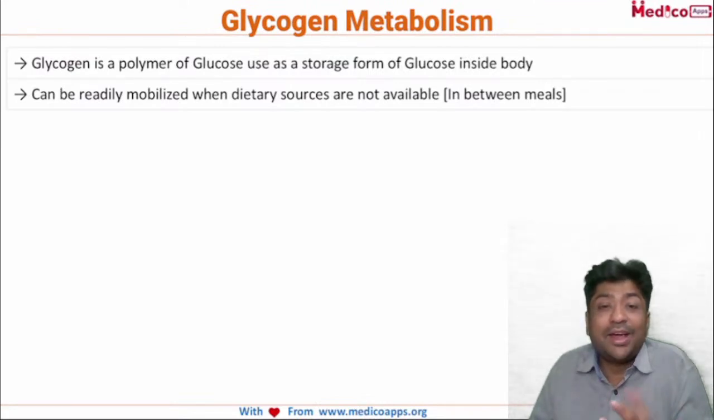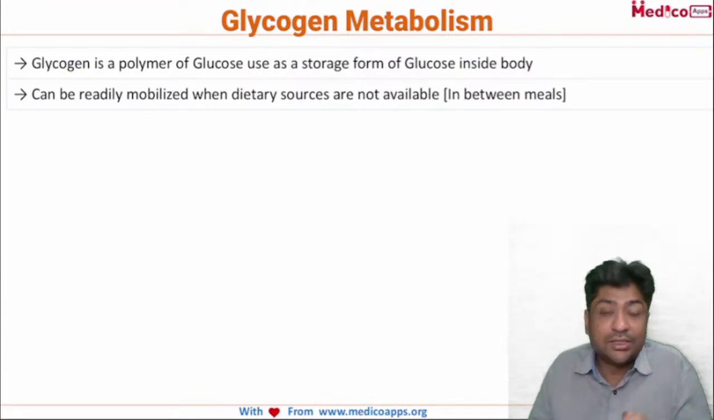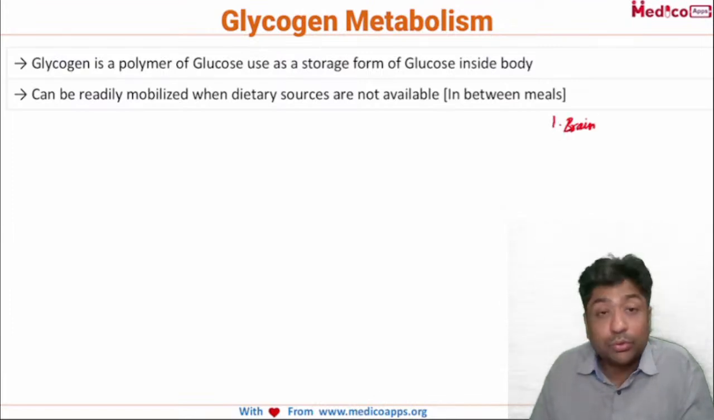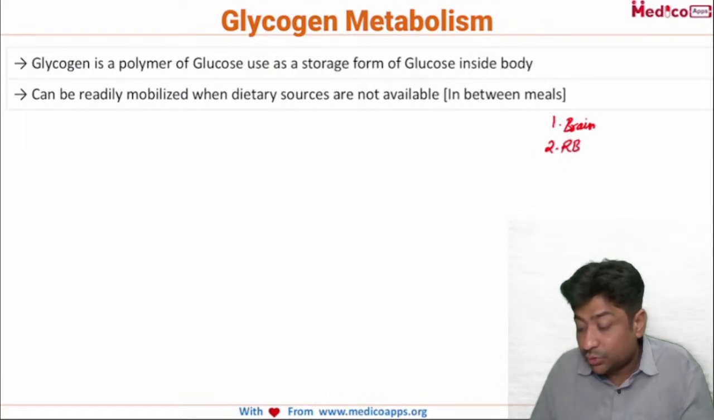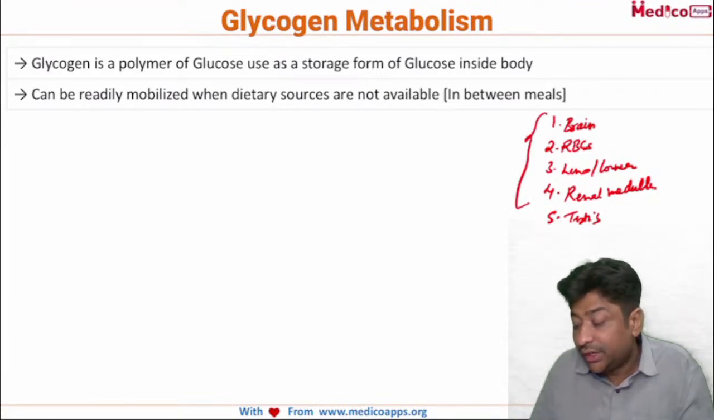Whenever we are in a fasting state, that is in between meals, the glucose level will start dropping down, and there are certain organs which exclusively depend upon glucose. There are 5 organs you have to remember. The brain exclusively depends on glucose. Your RBCs exclusively depend upon glucose. Your lens and cornea again exclusively depend on glucose. Your renal medulla, and lastly, if you're a male, your testis. These organs exclusively depend upon glucose.